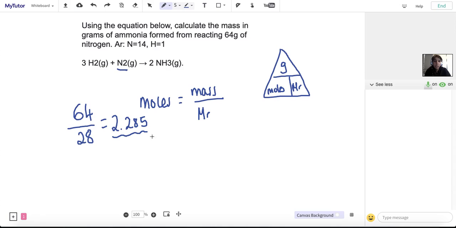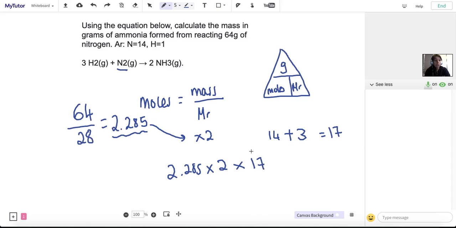So the number of moles is this times 2, and the molecular mass is N, which is 14, plus H times 3, and H is 1, so 3 there, which is equal to 17. So it will be 2.285 times 2 times 17. And if you put that into your calculator, you will get a mass of 77.7 grams, which is the final answer.